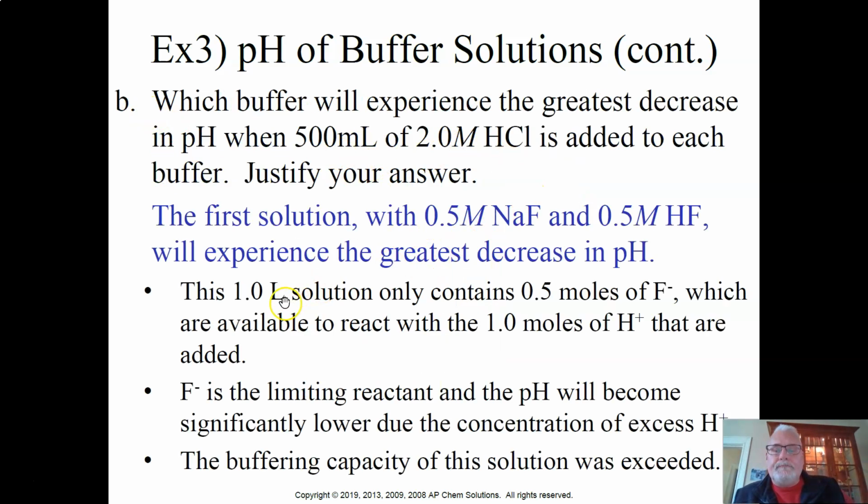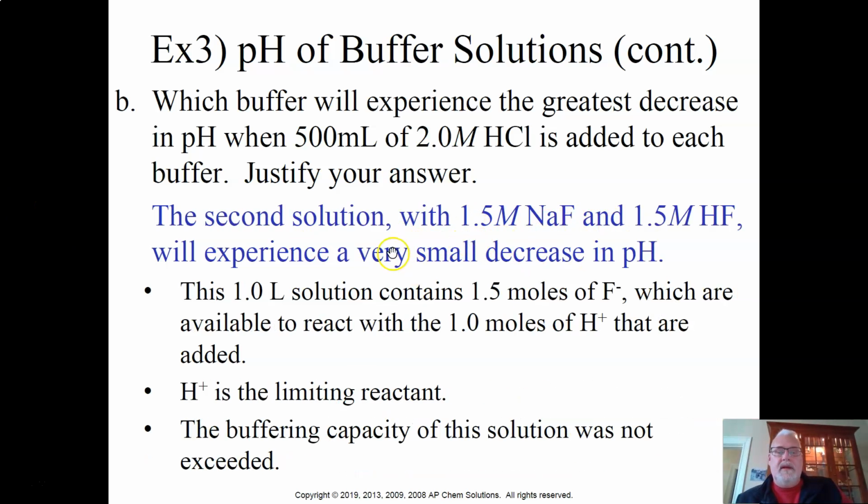So for part B, the first solution will experience the greatest decrease in pH. That's because the other one's stronger and has a greater capacity. The buffering capacity of this solution was exceeded, so the pH is going to change, because you added too much. Buffers are not limitless, okay? You can have a stronger buffer that'll resist changes greater, but once you pass that, then yeah, the pH is going to change. And the second solution will experience very small change because it was much stronger.